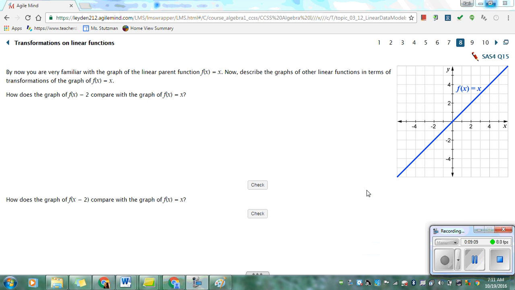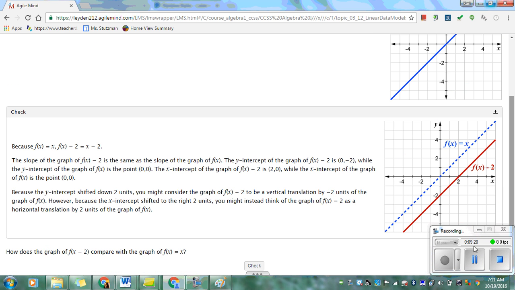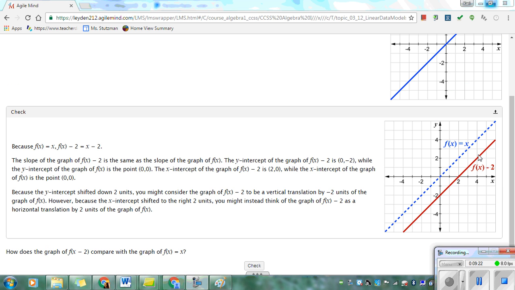Okay, so now we have our parent function y = x, and we need to see how f(x) - 2 compares with this. So what we want to do is actually put them on the same graph so we can see. And the red line is my new function. I started at 0, and I can see that I shifted 2 units down, okay?